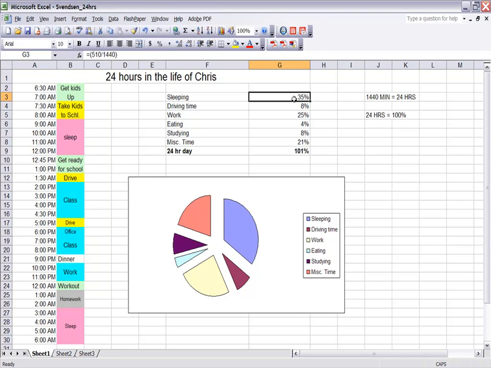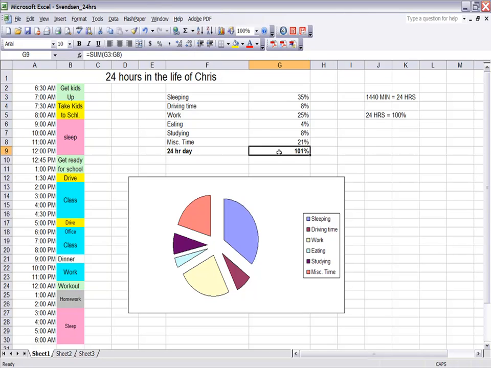Okay? So what I'm doing is I'm taking 100% of my day and I'm dividing it into how much time I sleep to get that percentage of 100%. Gosh, I hope that makes sense to you. So you'll notice that if I come down here to driving time, I spend 110 minutes driving. Well, what percentage of my day is that? Well, it's 8%. When you get the percentage here, if it's a number, hit the percent symbol and it'll give it to you in a percentage.